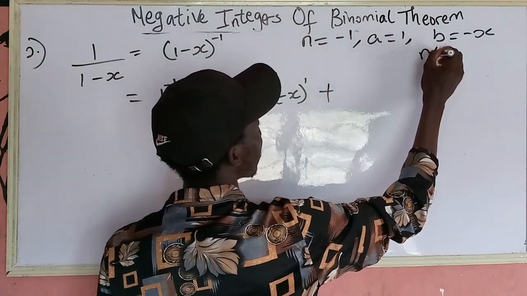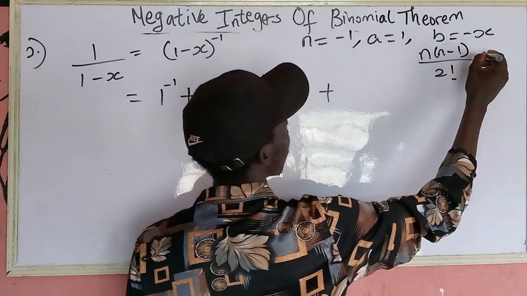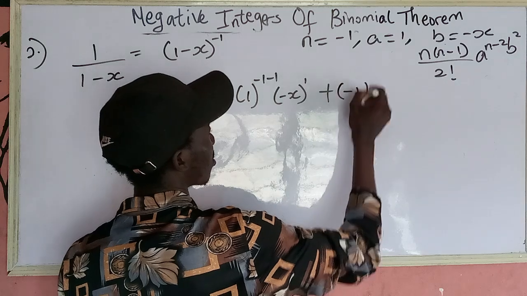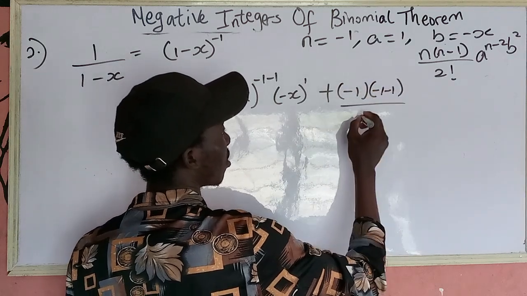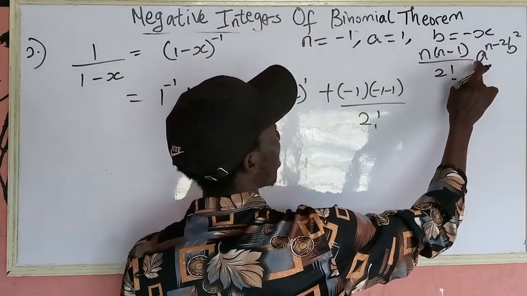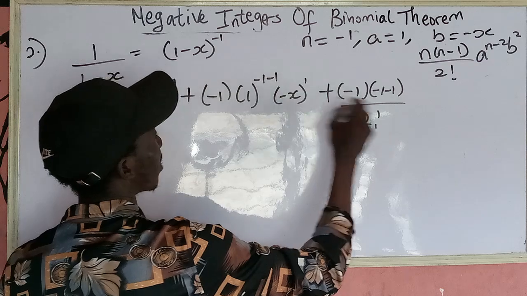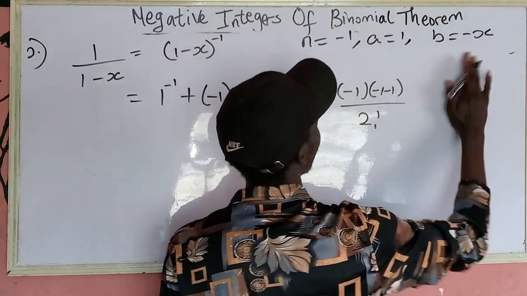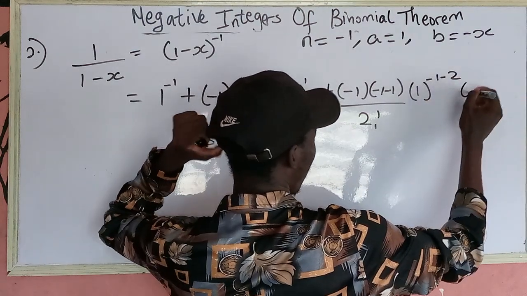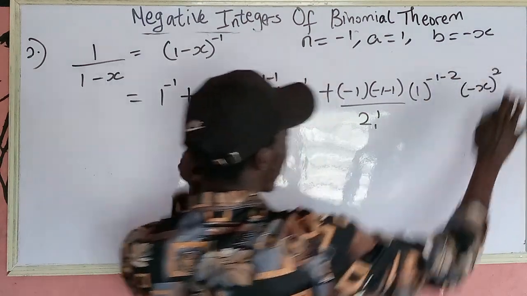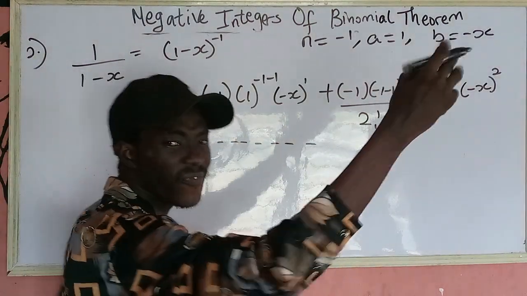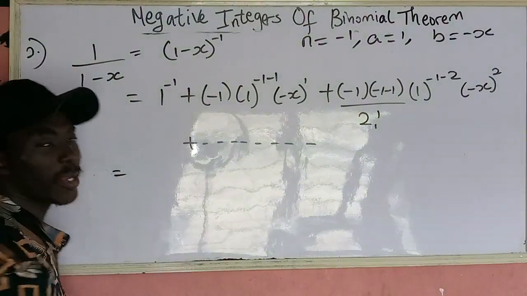Next time will be n times n minus 1 over 2 factorial a raised to power n minus 2 times b squared. So you have minus 1 times minus 1 minus 1 over 2 factorial. Can you see that? What's your a? Your a is 1, raised to power minus 1 minus 2. And you have a minus x raised to power 2. Can you see? So then you have continuous infinite terms.